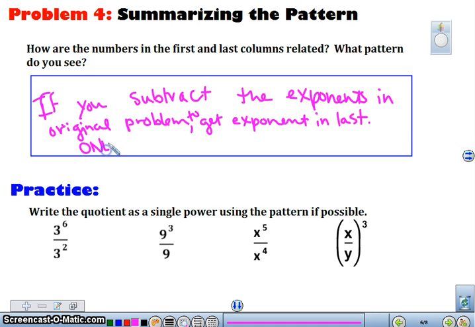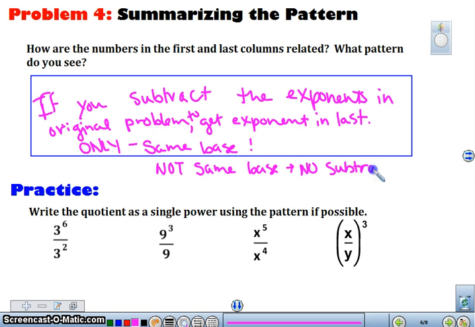Only when they have the same base. If they don't have the same base, it stays the same. So keep in mind, you might want to put down not the same base, no subtracting. Just keep it the same.